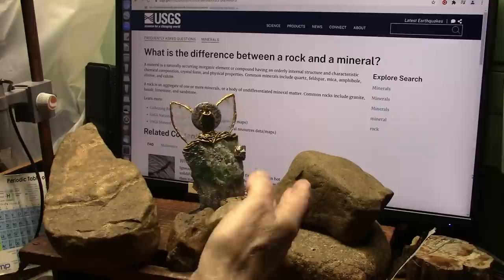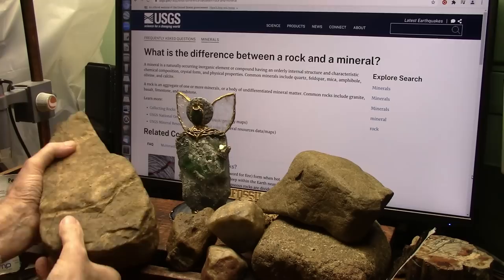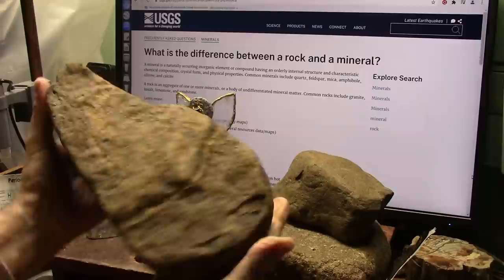Now let's take a look deeper into this. Everybody loves minerals and rocks. Everybody's crazy about them, but they don't understand them yet. We have new species called notos. But it's a stone. So, oh, that's not biology, that's a stone. Well, it was biology at one time.